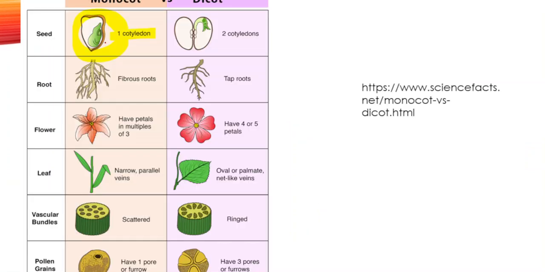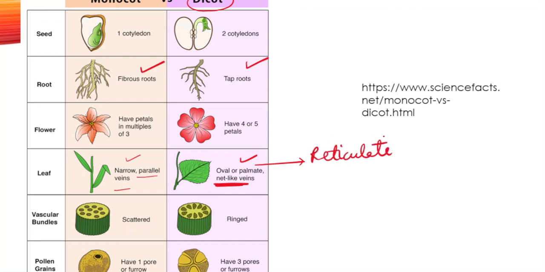You can see the type of roots they are having. Monocots have fibrous root, and dicot has tap root. If you see how many petals, this is trimerous, meaning three. Trimerous means three petals. If it is tetramerous or pentamerous, then there are 4 or 5 petals. This is hibiscus. Then monocots have parallel venation. Venation means the arrangement of veins on the leaf. And here there is reticulate venation, just net-like veins.